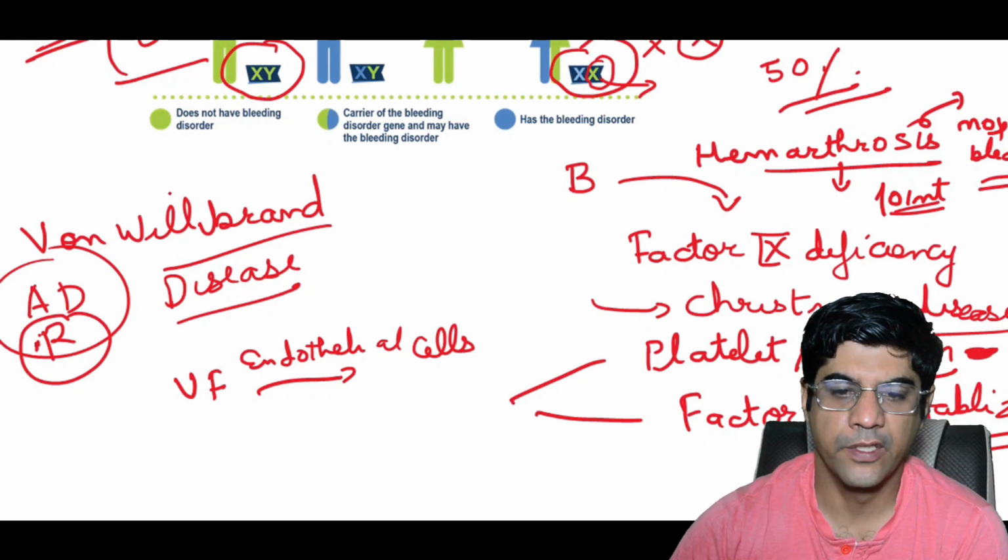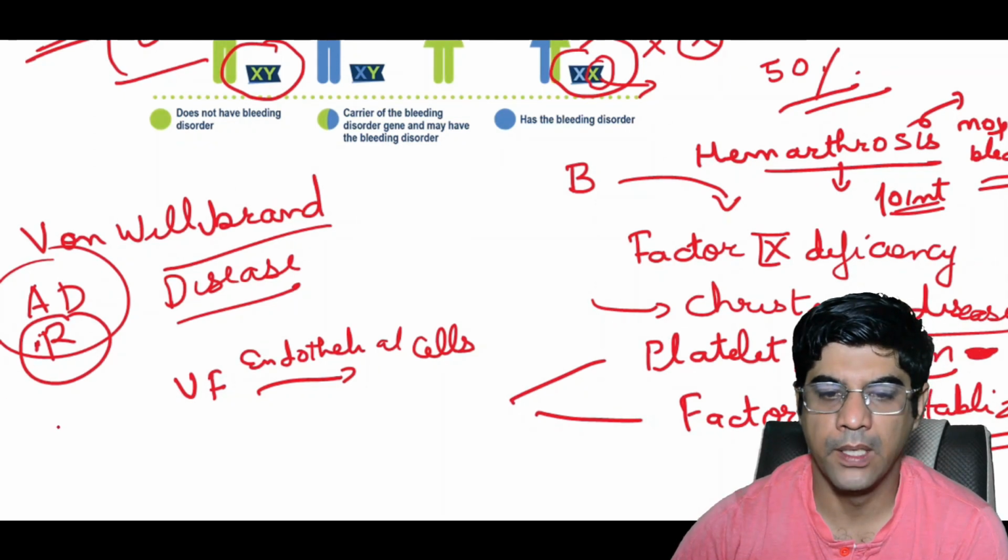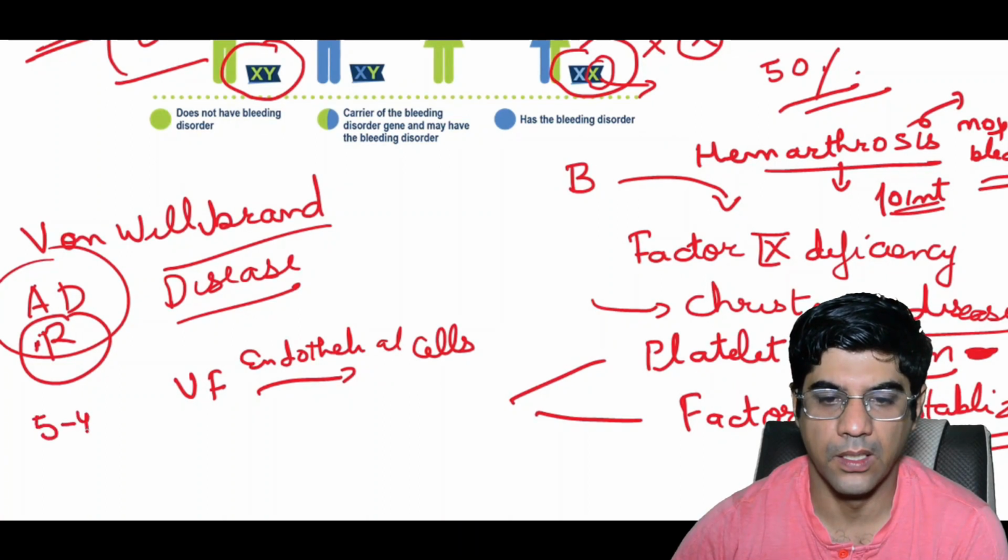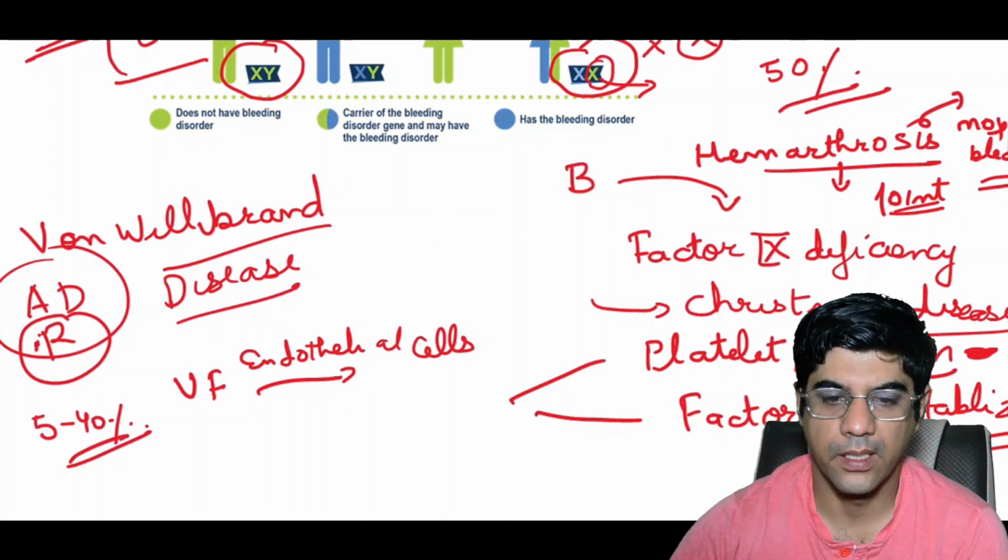Remember, individuals with a mild form of hemophilia or von Willebrand disease have clotting factor of 5 to 40% of normal. The moderate is 1 to 5% of normal.